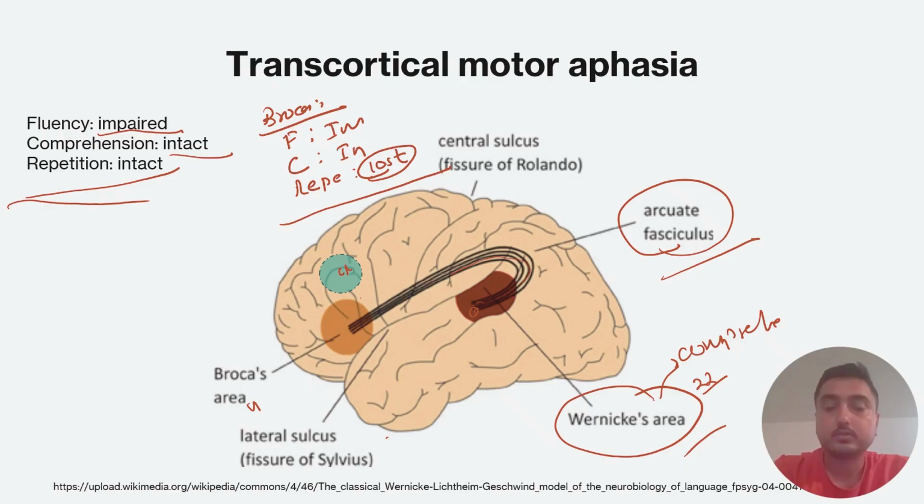So what would happen if there is a stroke in Wernicke's area? You can test yourself. I will be discussing different types of aphasia in my other videos, but if you can make a guess, Wernicke's area is involved, so the comprehension would be lost, but Broca's area is intact, so fluency is not lost, but repetition is impaired because we have involvement of this axis. So this is pretty important to understand.